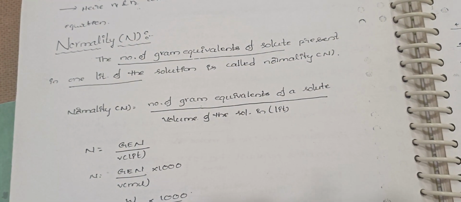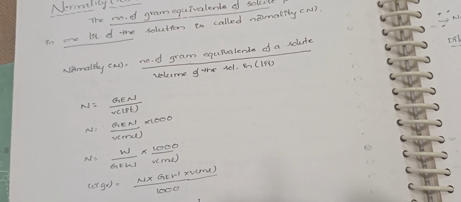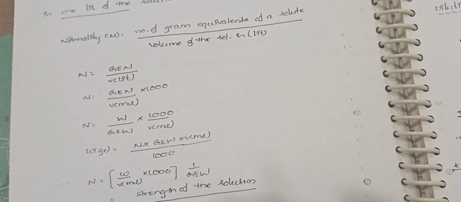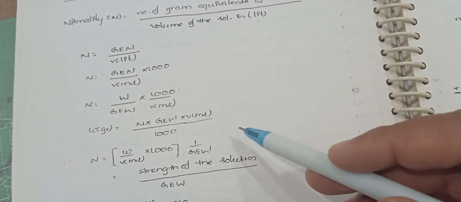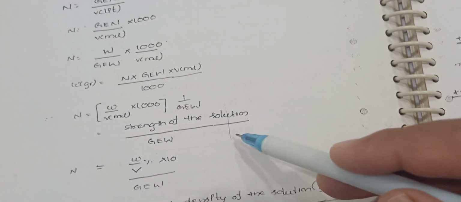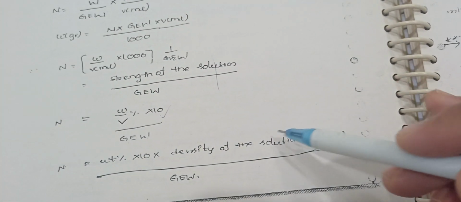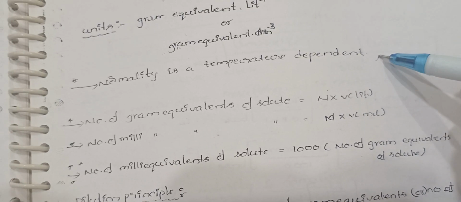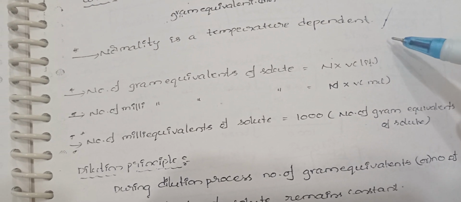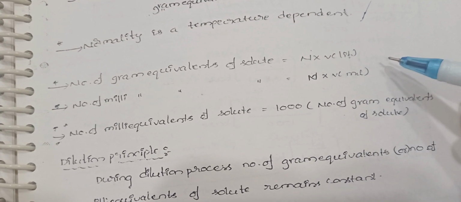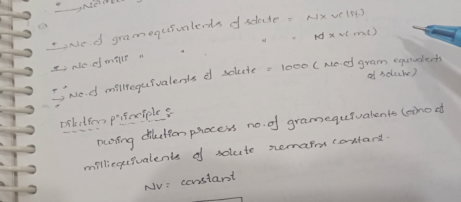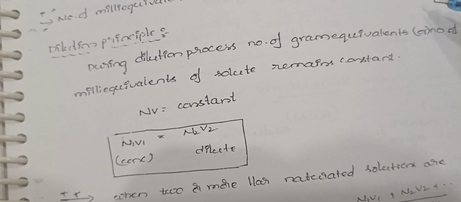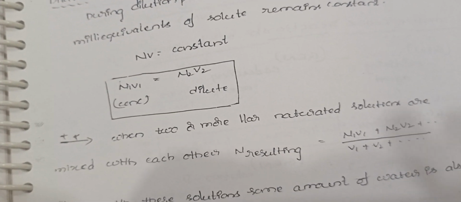Next, the normality formula. This one is also very, very important. Just you go through, you'll be knowing all this. Just you focus on the later important formulas like this one, this one. Okay. So like this, purity of sample. Now normality is temperature dependent, right? Number of gram equivalents. Dilution principle. In one way we are going to use N1V1 equal to N2V2.